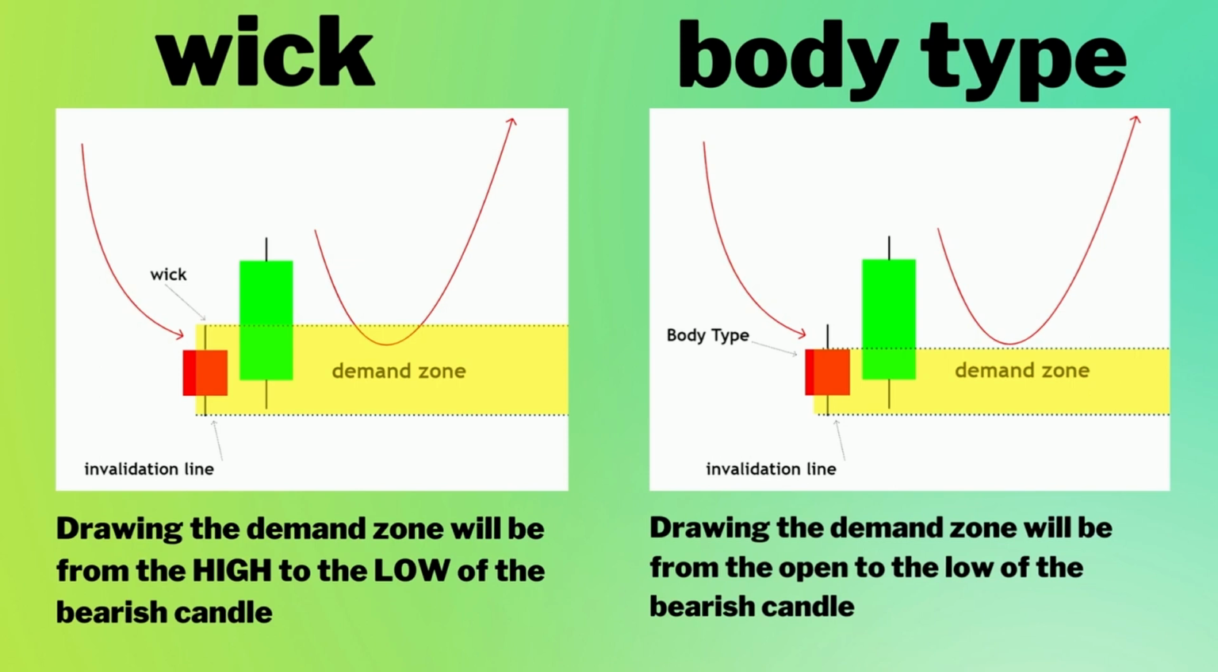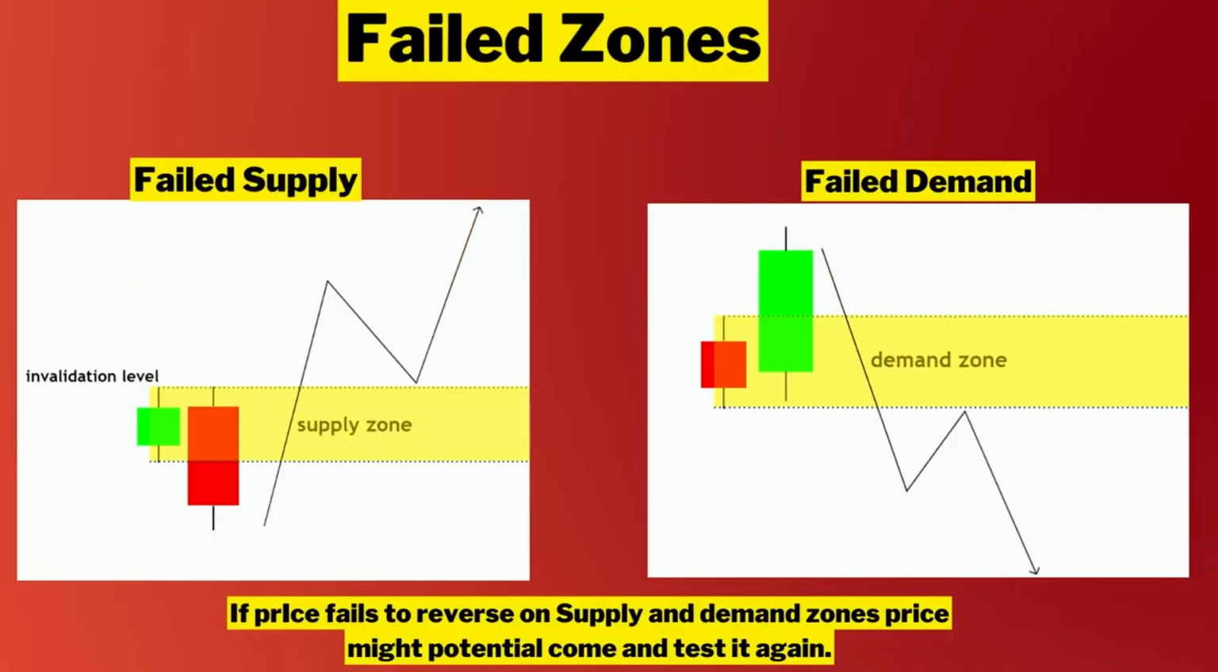Let me go to the real chart so that I can show you how you can identify this easily. And lastly, if we have a failed supply or demand zone, where price fails to reverse on the zone, price might potentially come and test it again.